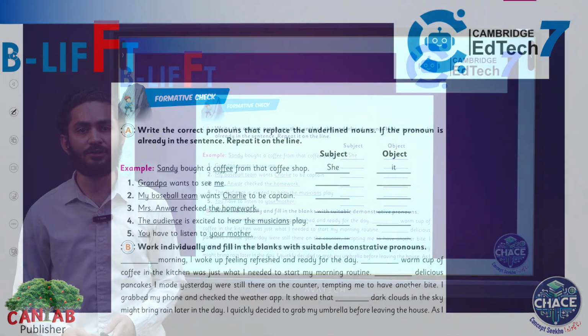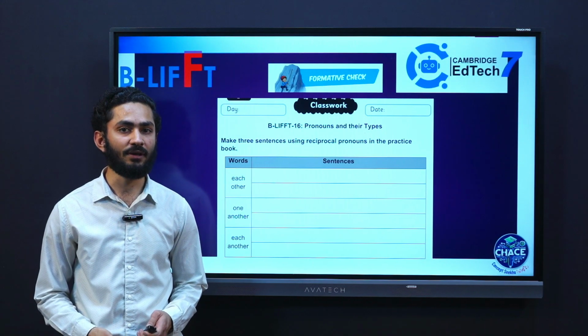Here's the formative check. Solve it in your class. And here's a homework, solve it at your home.